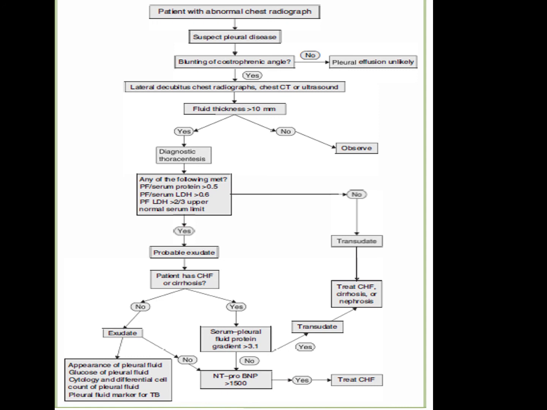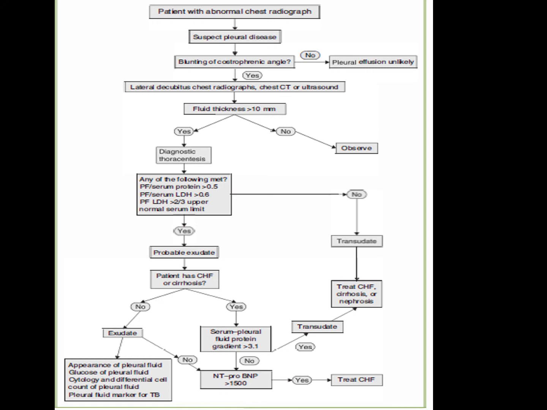If it is a transudate, then we should search for the causes of transudative effusion, and at the same time treat for congestive cardiac failure, liver cirrhosis, or nephrotic syndrome. Now, if the Light's criteria are positive and we got the fluid as a probable exudate, still almost 20 to 25% of transudative pleural effusions are misclassified as exudative by Light's criteria. For that, we have to apply two additional criteria.